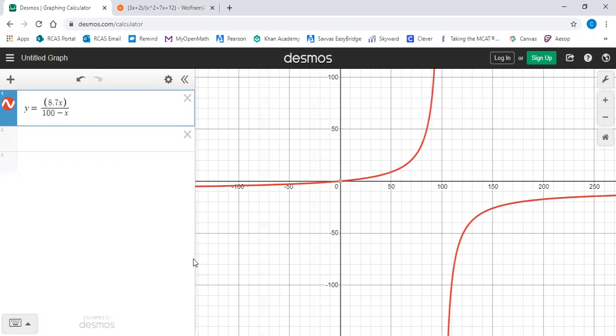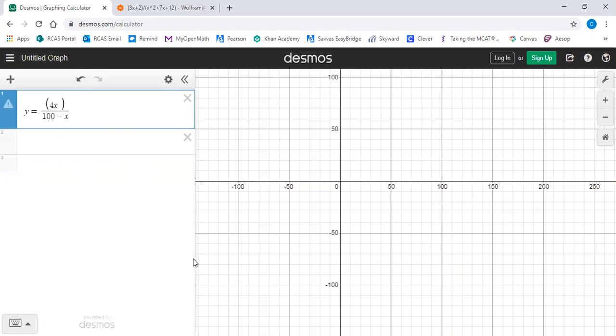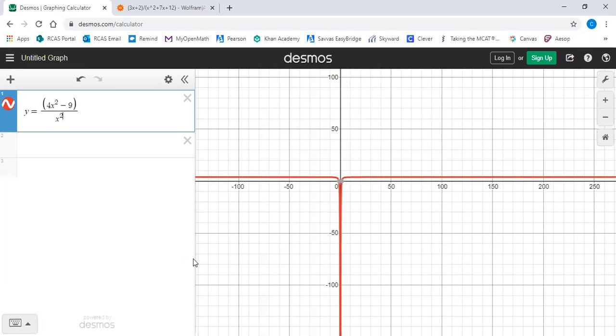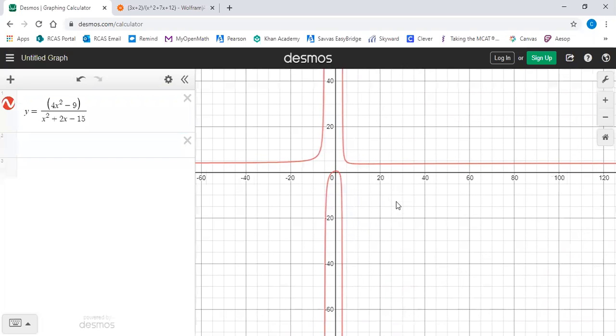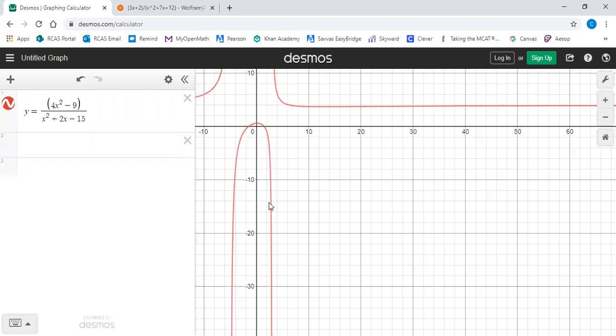Get rid of that equation. In my numerator, I had 4x squared minus 9. And in the denominator, I had x squared, shift 6 for the caret, plus 2x, and minus 15. And that looks to me like what we came up with doing it all by hand on the other part of our graph.